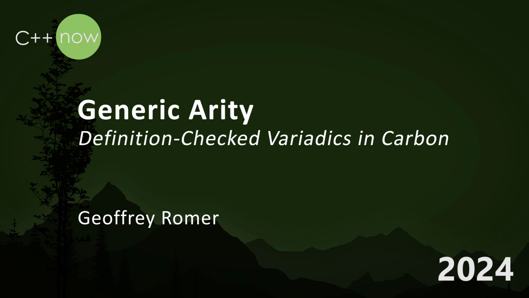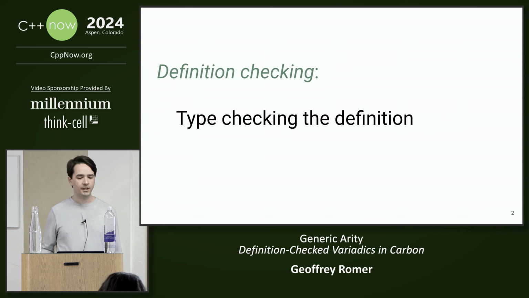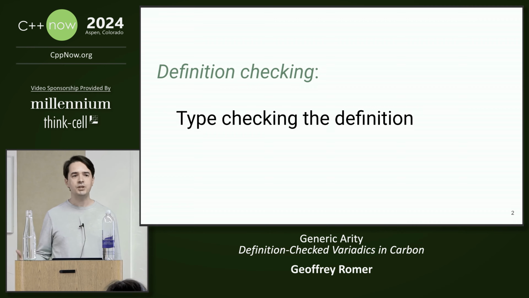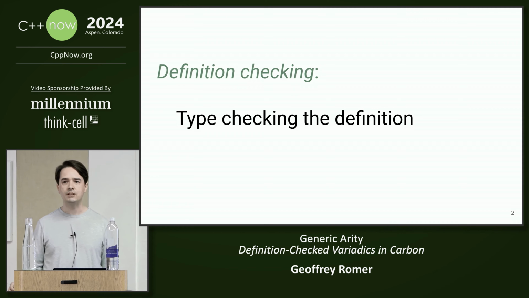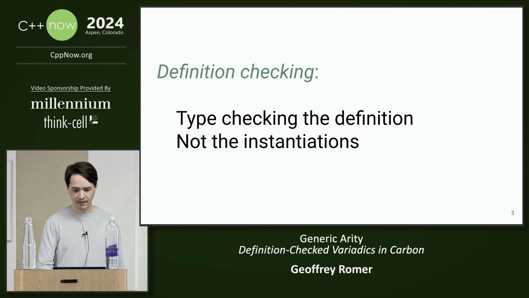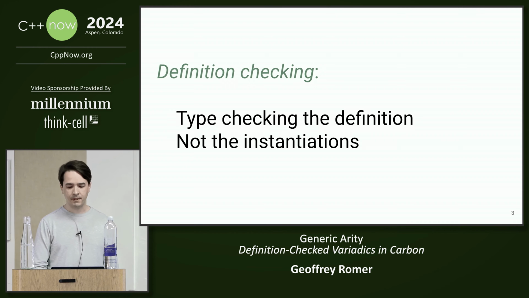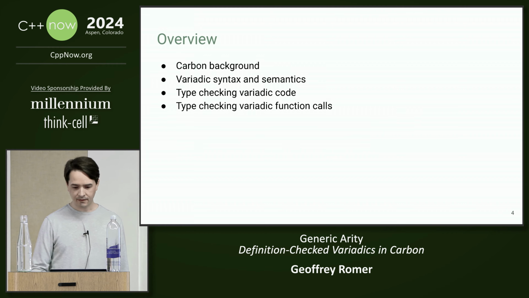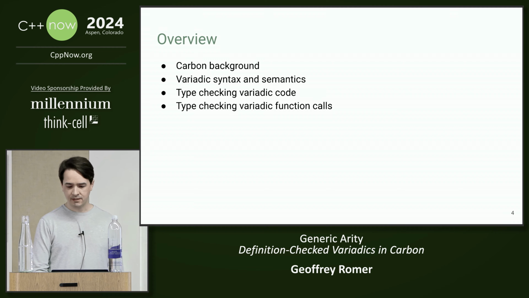So this talk is about how we can do definition checking of Variadic functions. And definition checking just means type checking a definition, such as the definition of a function or a class. And that's as opposed to what C++ does with generic code, which is to type check each instantiation separately. So this talk is about our design for doing that in the Carbon language.